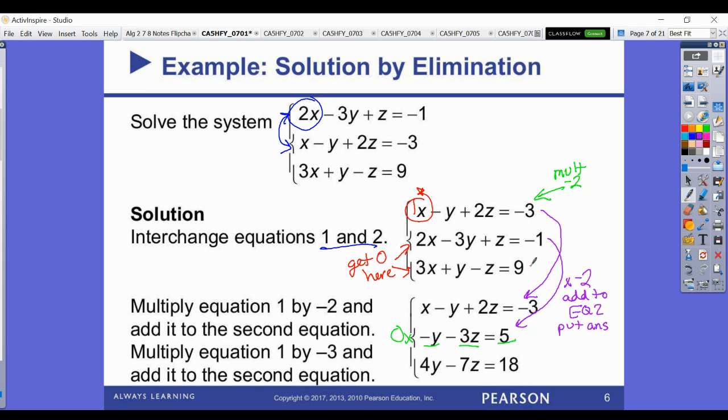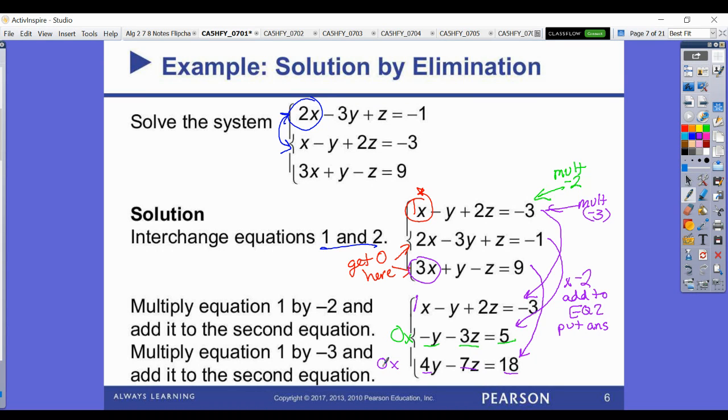Okay, now we're going to do the third equation, and I want to make this a 0, so I'm going to multiply by -3. So if I do 1 times -3 plus 3, I get 0x. If I do -3 times -y is 3y plus y, I get 4y. This is -6 plus -1 is -7. And 9 plus 9 is 18. So that is step 1. I got a 1 in the x spot, and my other two x terms are 0.